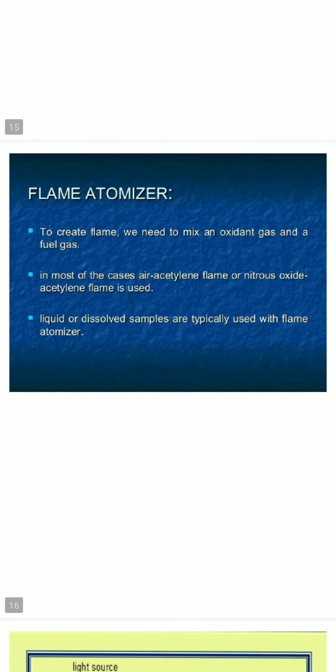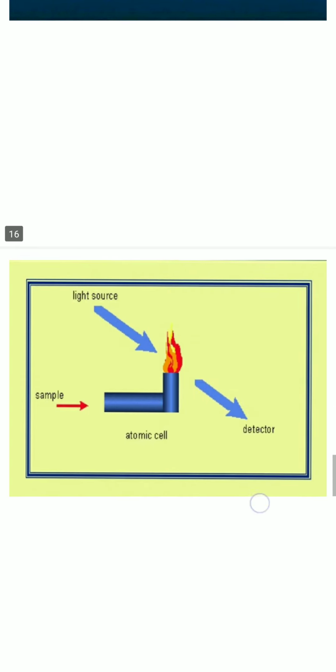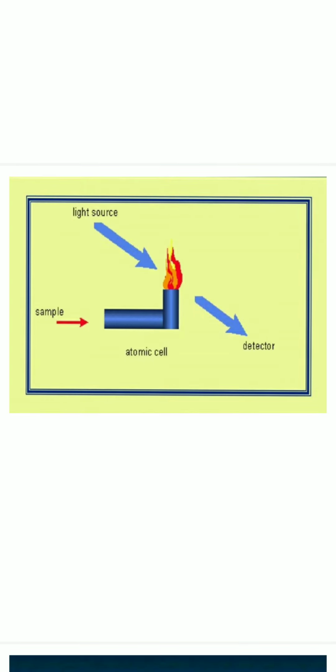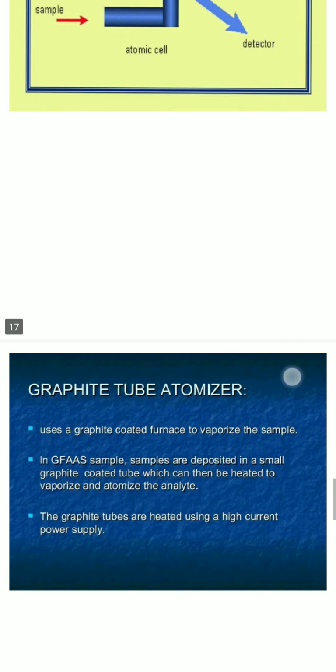Flame atomizer. To create a flame, we need to mix an oxidant gas and a fuel gas. In most cases, an air-acetylene flame or a nitrous oxide-acetylene flame is used. Liquid or dissolved samples are typically used in a flame atomizer. This is the diagram of a flame atomizer.